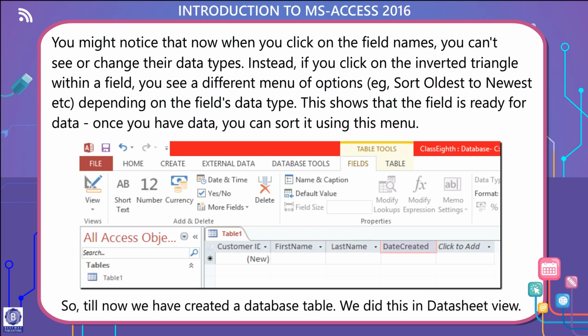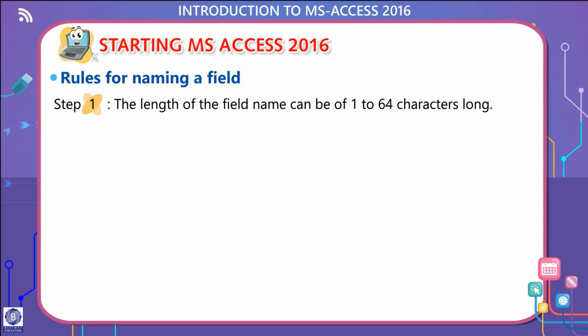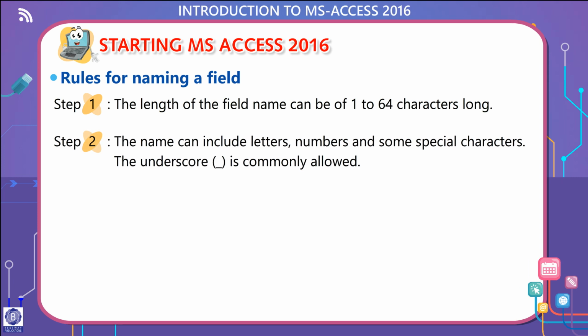So, till now we have created a database table. We did this in Datasheet view. Rules for naming a field. Step 1. The length of the field name can be of 1 to 64 characters. Step 2. The name can include letters, numbers, and some special characters.